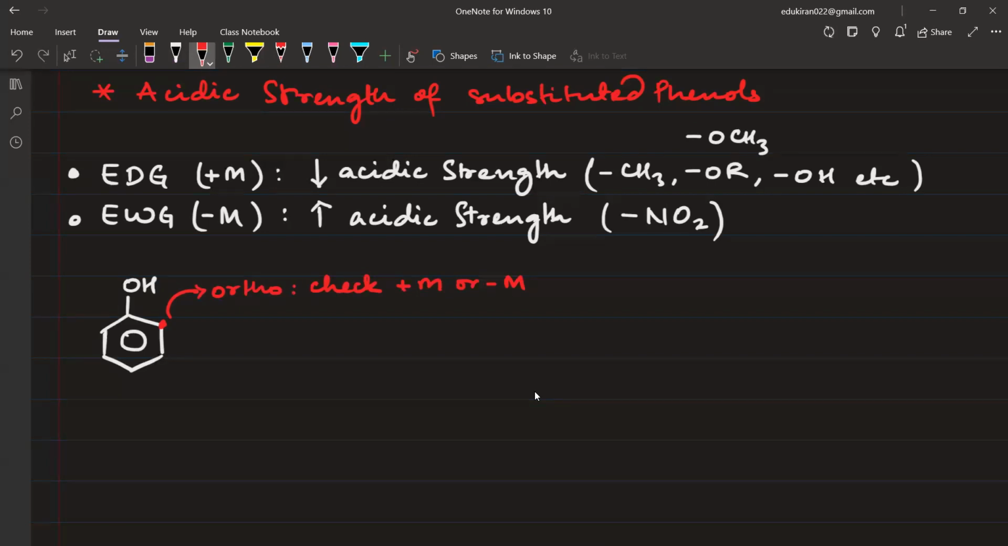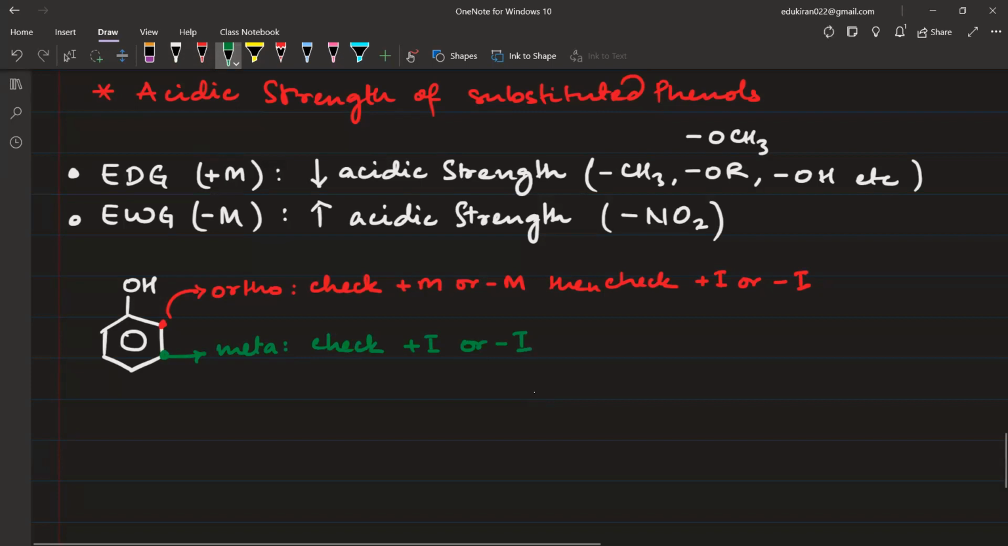You will check that. Okay, first check plus M or minus M, then check plus I or minus I, whether it is inductive effect plus I or minus I. Then you have the meta position. So if any group is added on the meta position, you only check plus I or minus I, because the resonance effect or the mesomeric effect is not shown if any group is on the meta position.